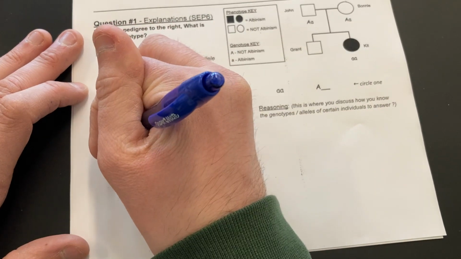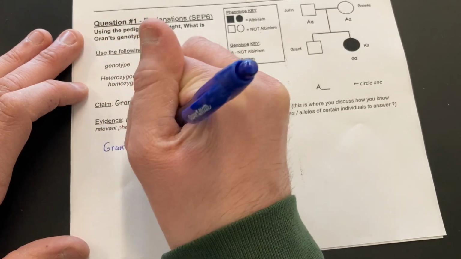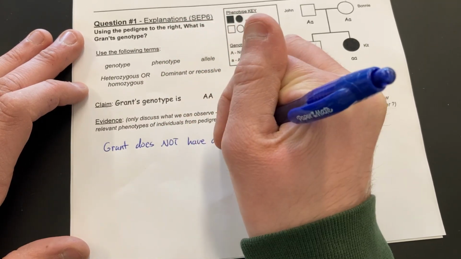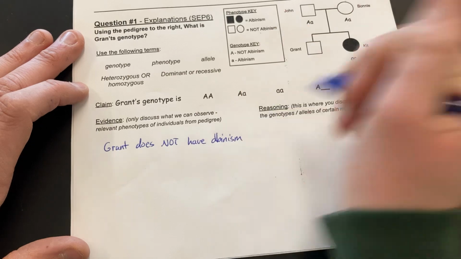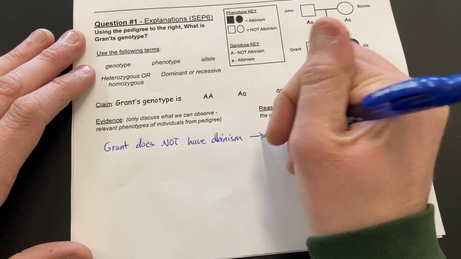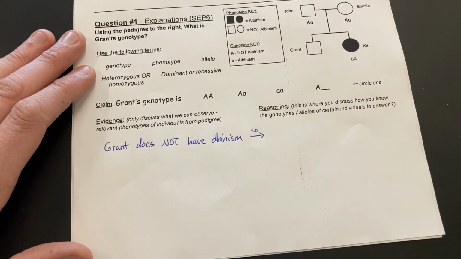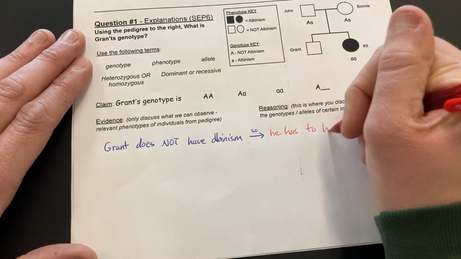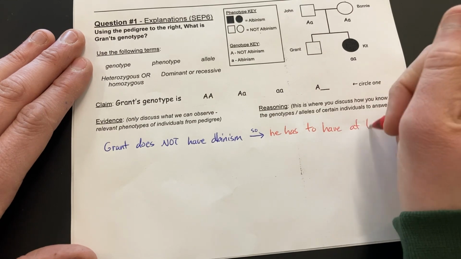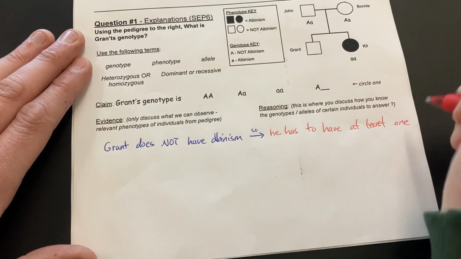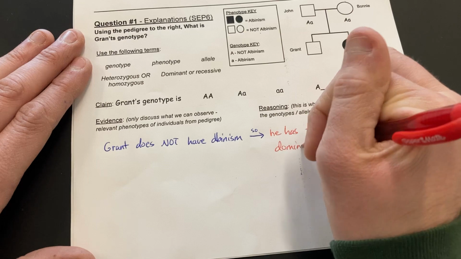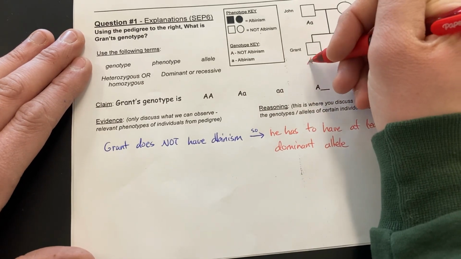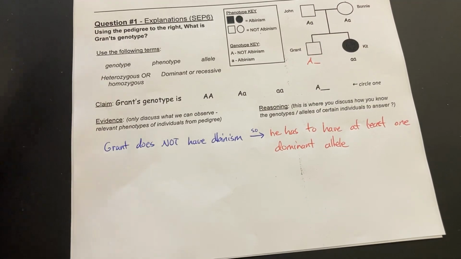And Grant does not have albinism. Right? We could just see that by looking at him. So what's our reasoning going to be there? Right? He has to have at least one dominant allele. Right? We know he's got to have that big A dash. Okay, for now.